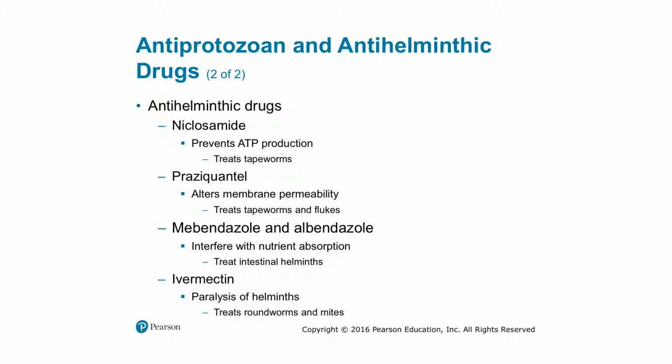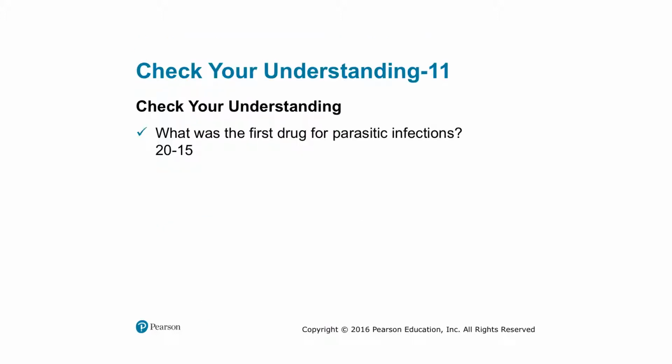Mebendazole and albendazole are going to interfere with nutrient absorption and treat intestinal helminths. And ivermectin is going to treat roundworms and mites.